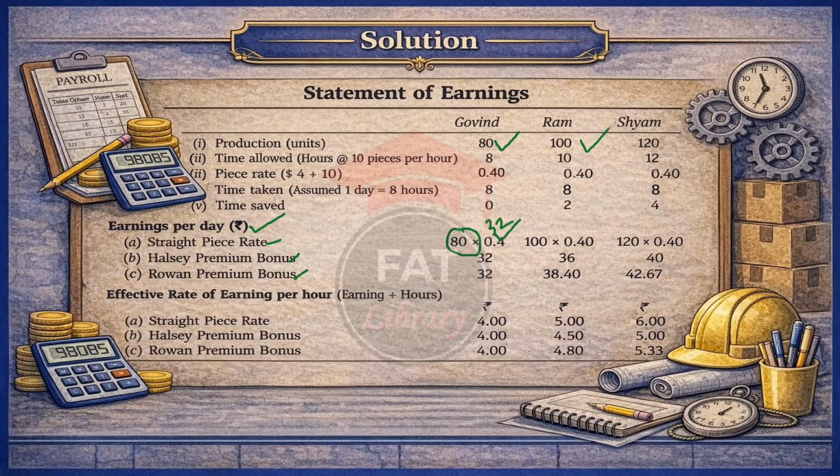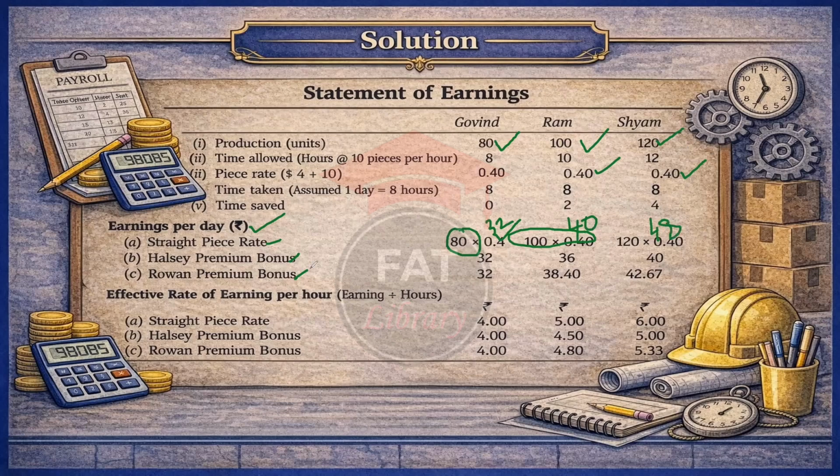100 units Ram is producing at the rate of 40 paise. So Ram will get 40 rupees. Likewise, Sham is producing 120 units at the rate of 40 paise. So his earning will be 48 rupees as per the straight piece rate.